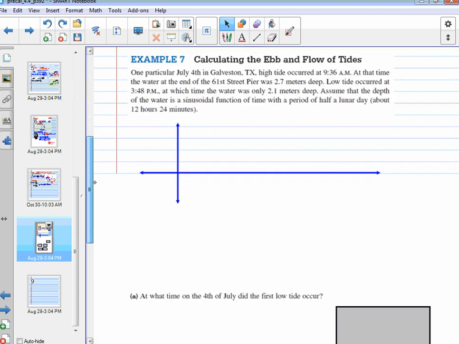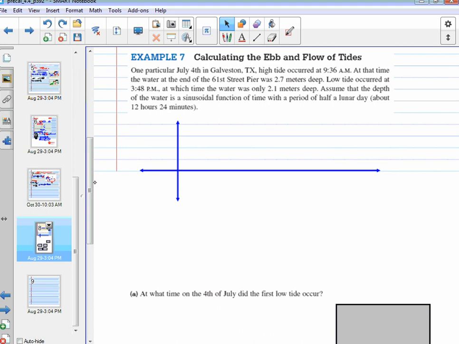We are going to do tides and some calculations from tides. On a particular July 4th in Galveston, Texas, high tide occurred at 9:36 a.m. At that time, the water at the end of the 61st Street Pier happened to be 2.7 meters deep. So I'm just going to say, here's a graph. 9:36 a.m. It was at high tide, which was 2.7 meters deep.